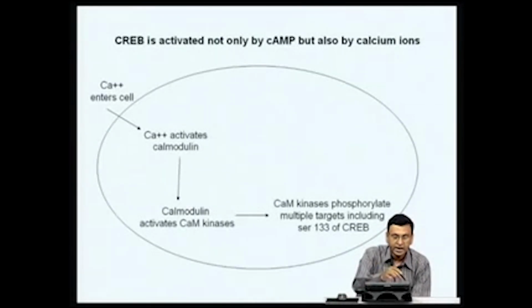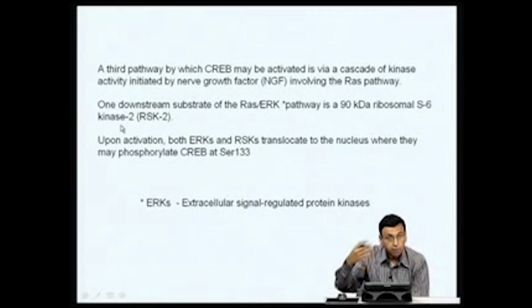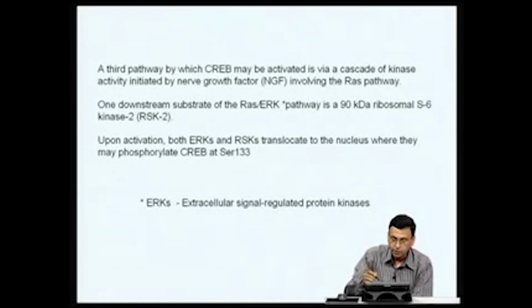So, this is a schematic that actually shows how calcium can activate CREB. When calcium is released or when there is an intracellular increase in calcium levels, calcium activates calmodulin, and calmodulin now activates the calmodulin kinases or the CaM kinases. CaM kinases now go and phosphorylate multiple targets including serine 133 of CREB. So, in addition to cyclic AMP and protein kinase A, calcium through calmodulin kinases can also activate CREB on cyclic AMP responsive genes.